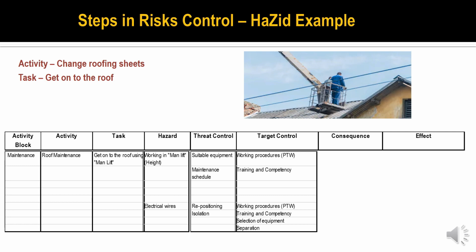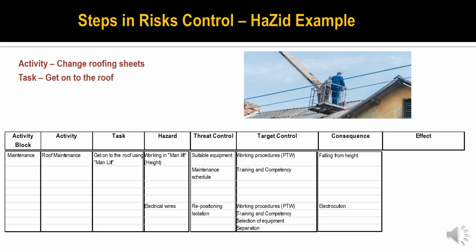The isolation may not be possible. You are going to work near energized electrical lines. At this time, you are going to have a lot of difficulties. Then there is another possibility, separation. What is separation? See if you can separate your basket from the electrical lines. If you do that, you are separating the target from the hazard of electricity.